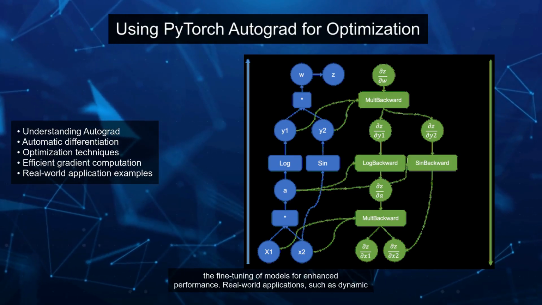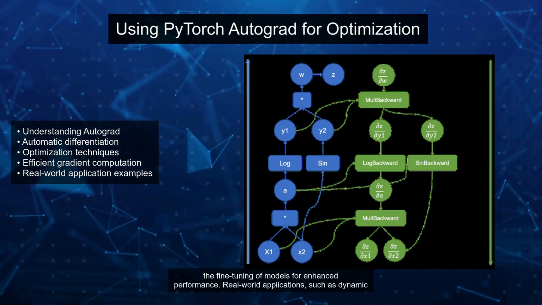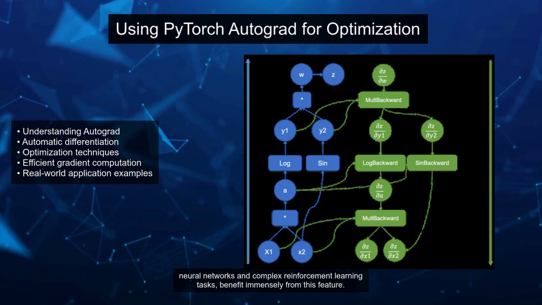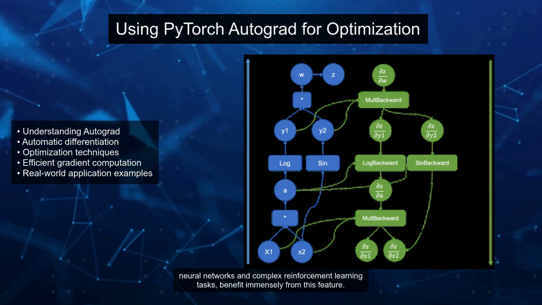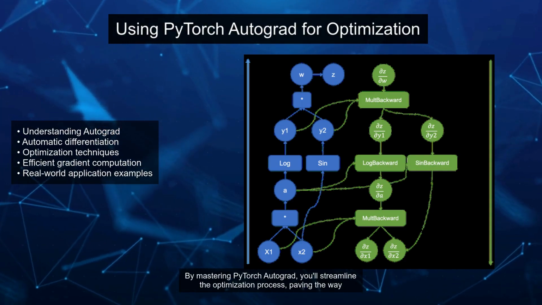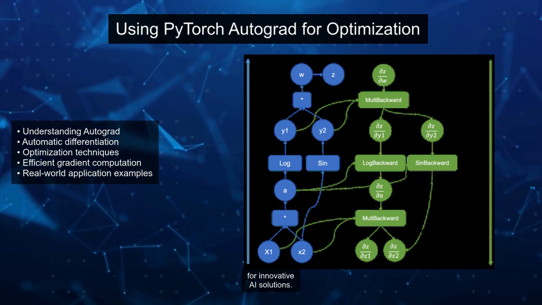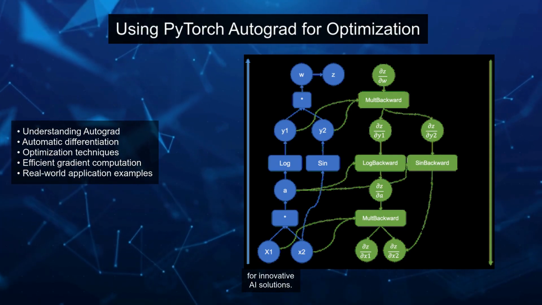We'll explore optimization techniques that leverage Autograd, enabling the fine-tuning of models for enhanced performance. Real-world applications, such as dynamic neural networks and complex reinforcement learning tasks, benefit immensely from this feature. By mastering PyTorch Autograd, you'll streamline the optimization process, paving the way for innovative AI solutions.